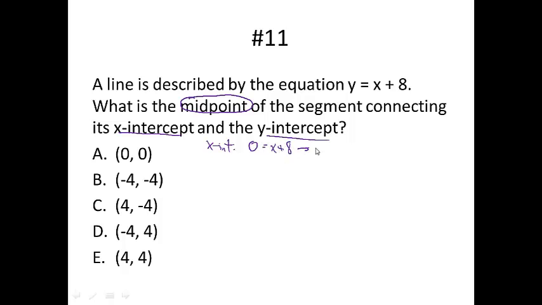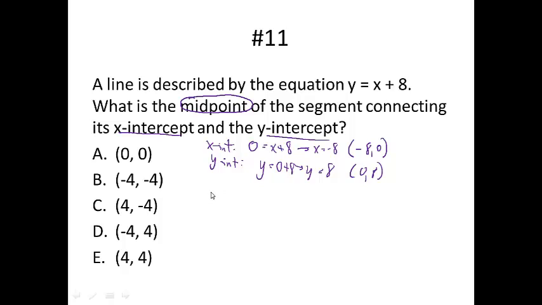And so that would mean that x is equal to negative 8. So our x-intercept is negative 8, 0. And then our y-intercept is letting the x be 0. So y equals 0 plus 8. So y equals 8. So our y-intercept is 0, 8. So now we have to find the midpoint.